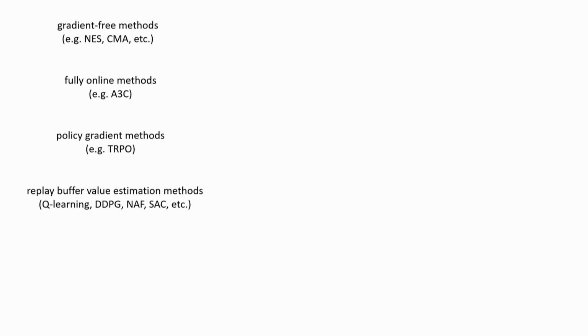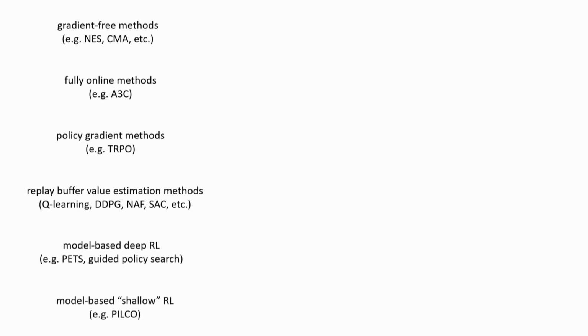Next we can have fully online policy gradient or actor critic style methods like A3C. Then we could have policy gradient methods that are batch mode like TRPO. And then we can have replay buffer value estimation methods. So these are now getting to be off-policy algorithms. Algorithms like Q-learning, DDPG, NAF, SAC, et cetera. Things that use a replay buffer and data from previous iterations. Then model-based deep RL methods. And then shallow model-based deep RL methods. So these are model-based methods that use typically non-parametric function approximators like Gaussian processes.